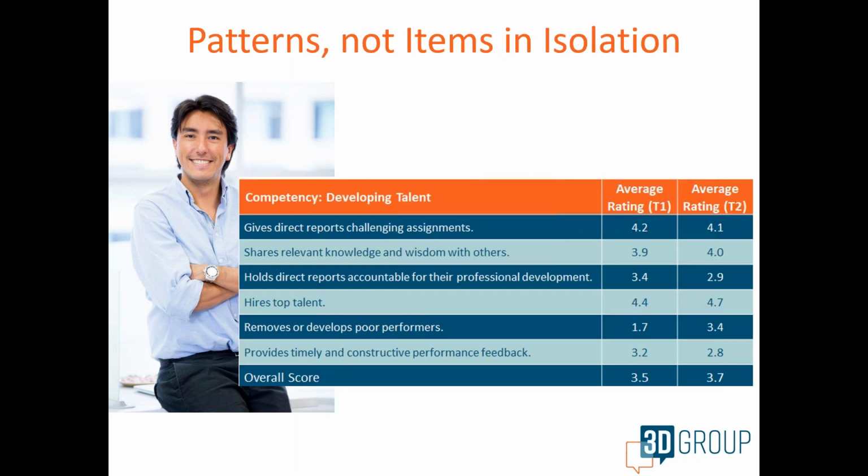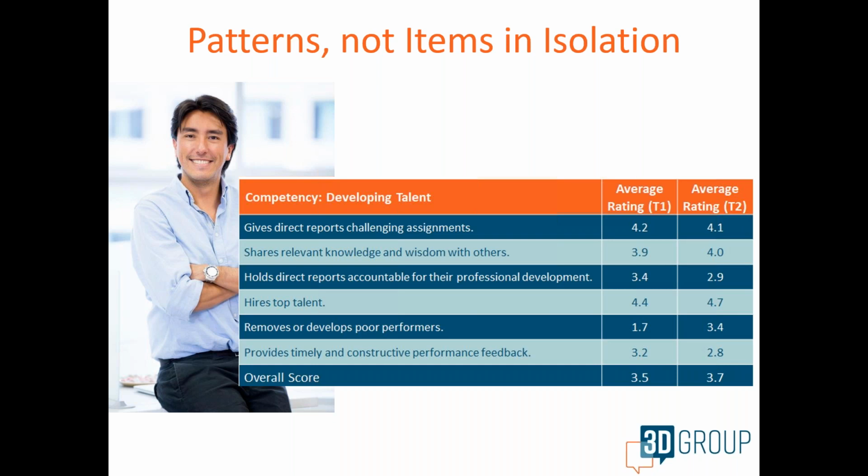So assume John dedicates himself to improving the specific leadership behavior. In a follow-up 360 survey, you would expect that his ratings on the item of remove or develop poor performers would improve. And in fact, it does.